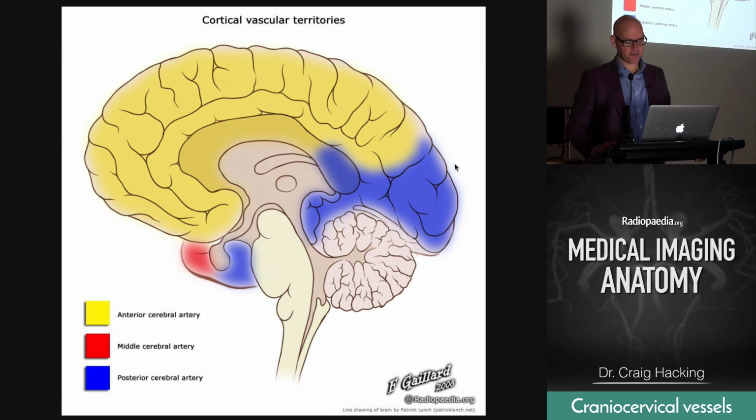PCA, obviously the occipital lobe, the posterior aspect of the corpus callosum, but ACA supplies a lot of this medial aspect. Remember how I said that the leg of the homunculus dangles into the interhemispheric fissure? Okay, so the leg will be dangling down here, so you can have an ACA infarct where you only get leg symptoms.